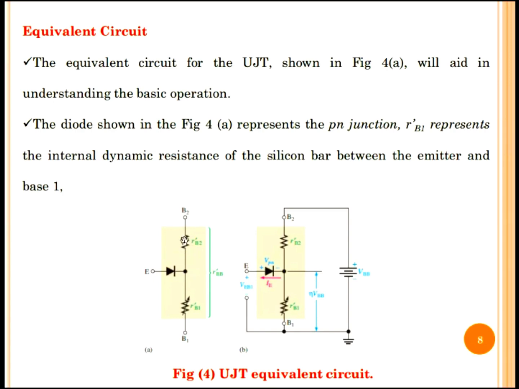These diodes are connected between the base 1 and base 2 terminals. So when B1 wants to connect to B2, there is a resistance associated with this n-type semiconducting material that we represent as R prime B1. So base 1 has a corresponding resistance, the internal dynamic resistance of the silicon bar.